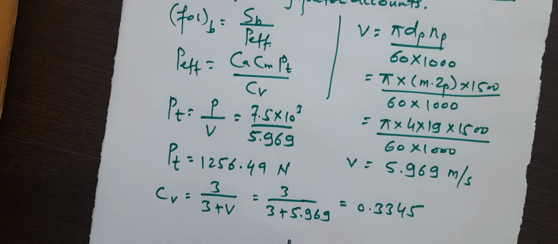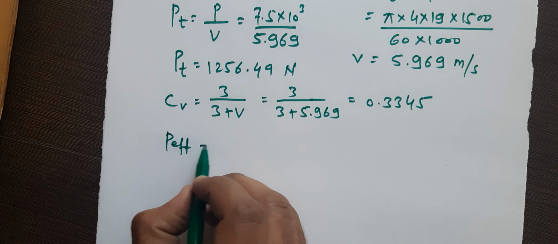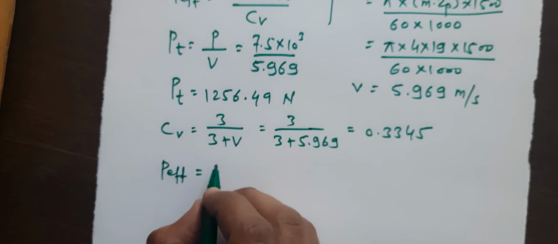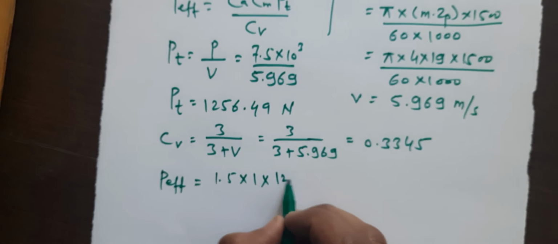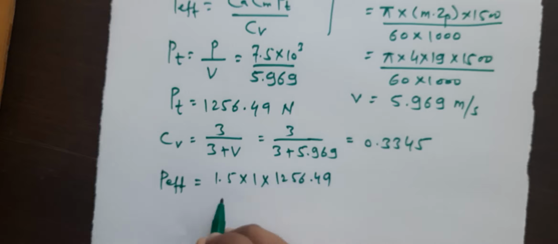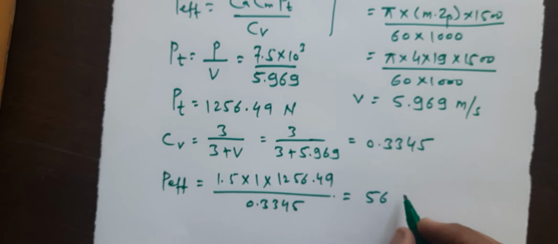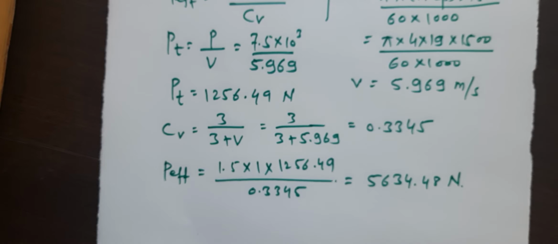Now if we substitute all these values in the formula of P effective, we get P effective equal to CA CM PT divided by CV. CA is given as 1.5, CM we are assuming as 1, PT is 1256.49, divided by CV 0.3345. After calculation you will get P effective as 5634.48 Newton.